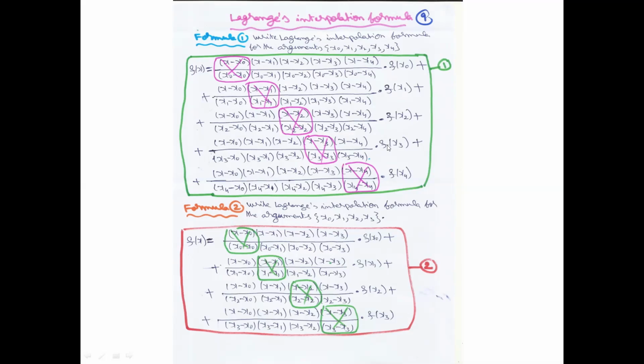In the fourth term, the entry is f of x3, and the argument is x3. Here it is x3, x3, x3, x3, x3. In the last term, the fifth term, the entry is f of x4, and the respective argument is x4. So x4, x4, x4, x4. So this is the way of writing the formula.